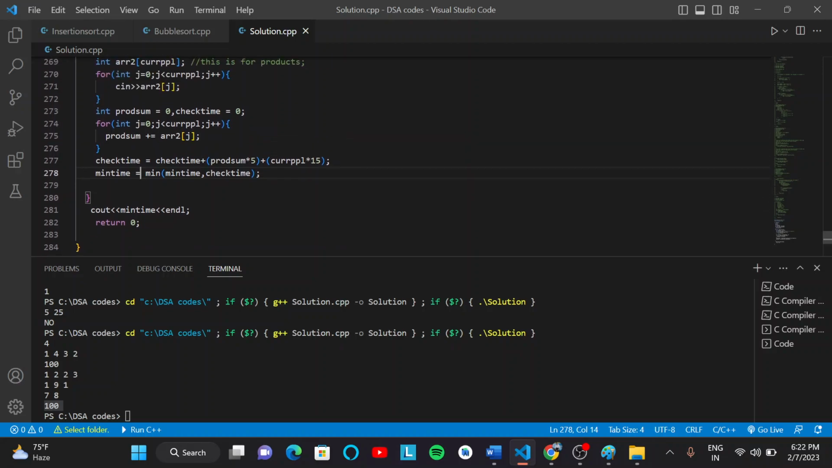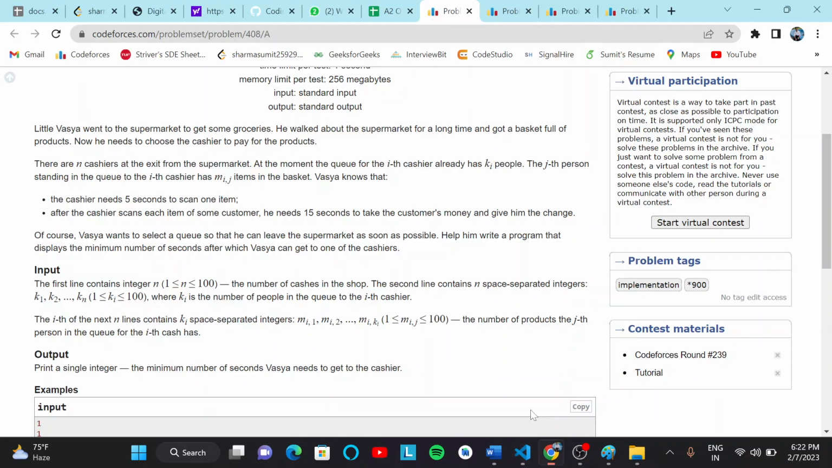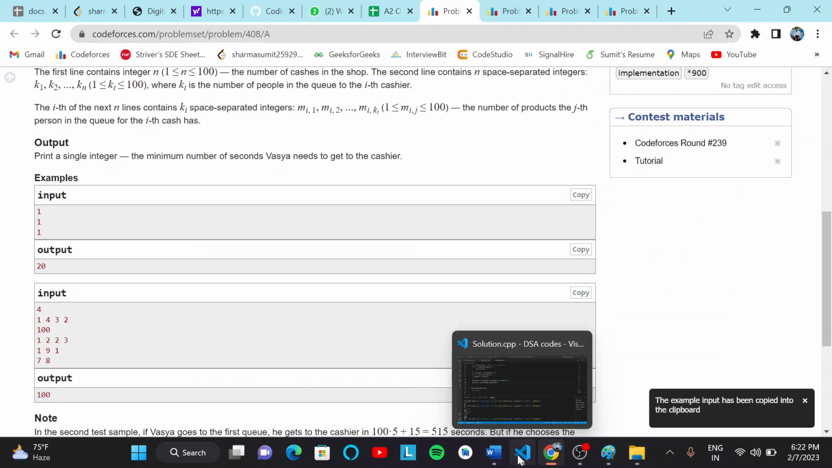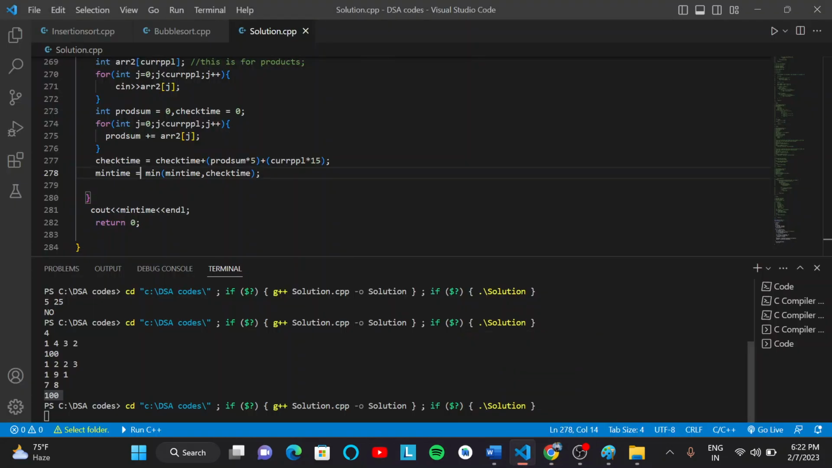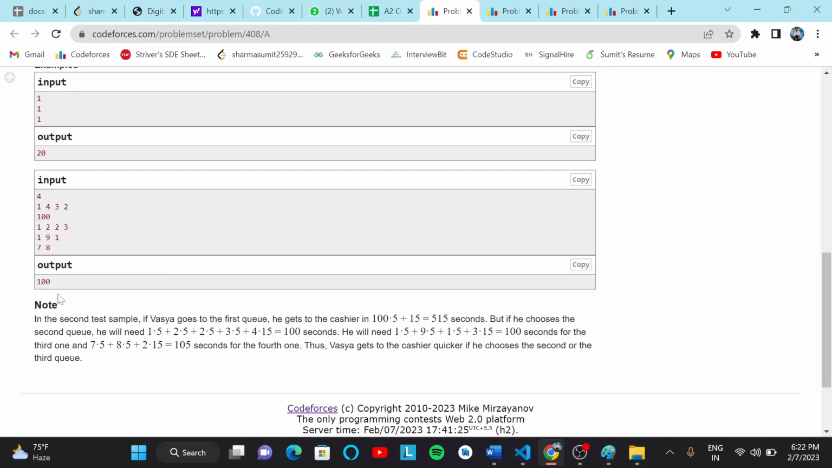So we will run this code and take input from here and paste it. So clearly you can see 100 seconds is the minimum time, and here also we see 100. Thank you.